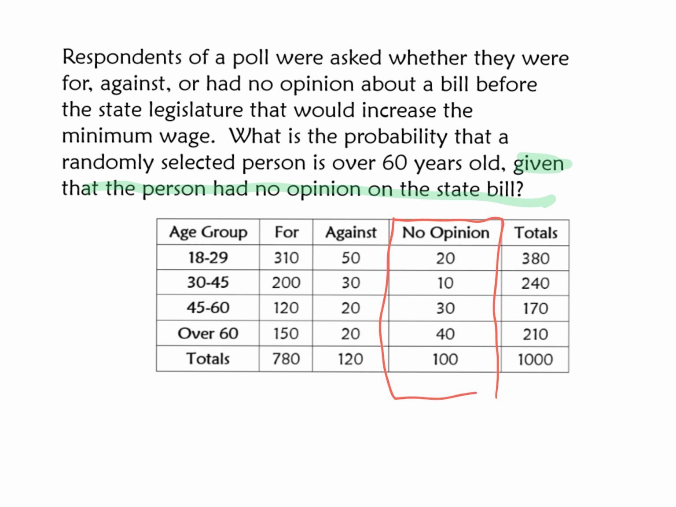I'm focusing on this column. So now the question is, what is the probability that a randomly selected person is over 60? So the 40 is in that column, right? The over 60, that's the row we're looking at. So it's 40 out of 100. So that given statement, that conditional probability there, focuses our decision making, our pool of data, to one specific category.